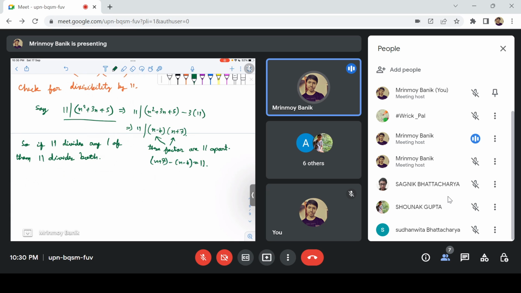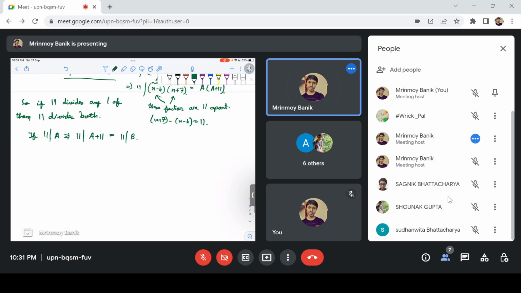Why is that true? If 11 divides any one of the factors, call the first factor capital A and the second one capital B. If 11 divides capital A, that implies 11 divides capital A plus 11, which is exactly equal to B. Right? Capital B is capital A plus 11. Since they are 11 apart, 11 dividing one implies it divides the other.